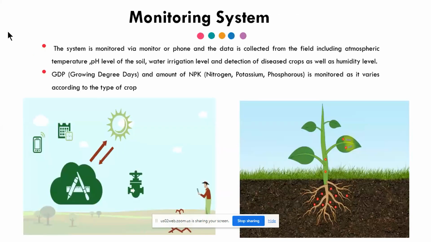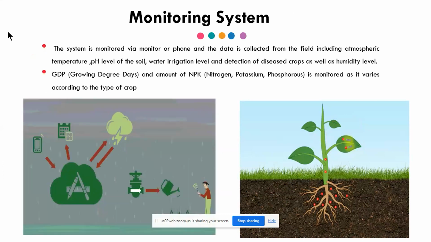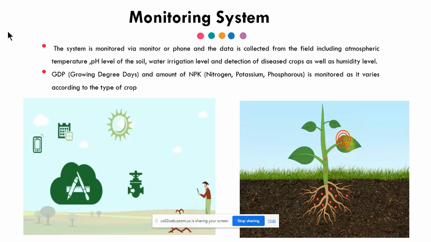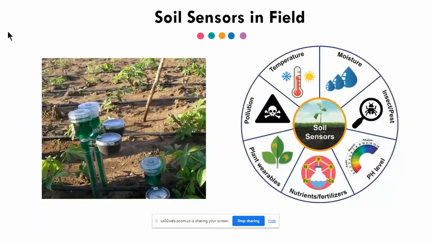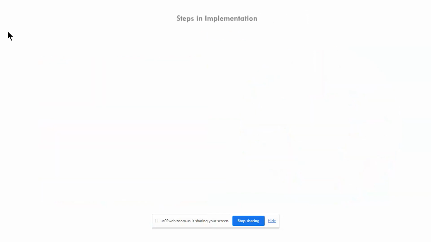And next, this is from the leaf. So actually, from the pH level of the soil and water irrigation level, we are detecting these data, analyzing these data, and finding out the diseased crops. And next, how these soil sensors are placed in the field. This is a model of how the soil sensors are placed in the field, analyzing temperature, moisture, pollution, and the pH level in the agriculture field.